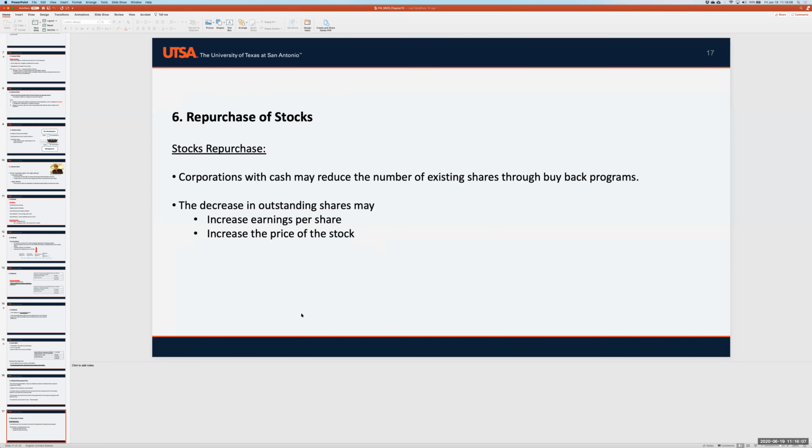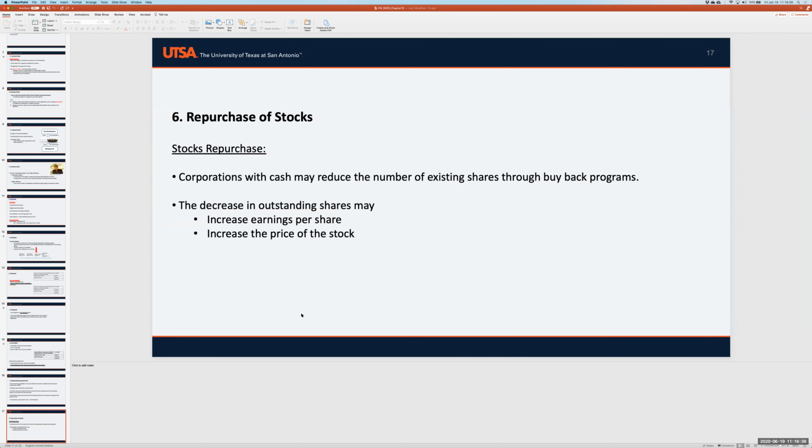Repurchase of stocks. Companies can buy their own stocks if they think the stock value is so low for their company. The Securities and Exchange Commission allows companies to buy their own stocks, but they need to follow some regulations and buyback programs. They need to publish their buyback programs before they buy their stocks.